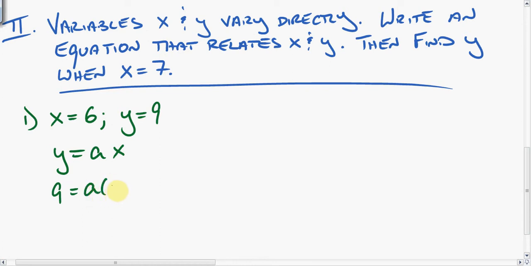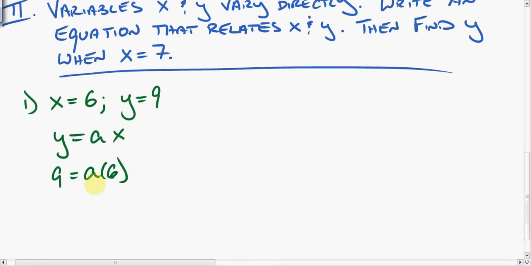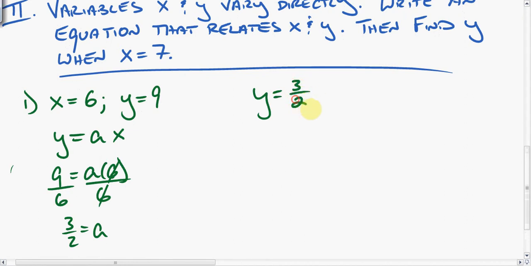So I've got 9 equals a times 6. I'm going to want to solve for a, so I'm going to divide both sides by 6. These a's cancel. And I can see a equals 3/2. Once I know the value of a, I'm going to go back to my direct variation equation, and I'm going to plug that value back in for a. And I will now have a direct variation equation. y equals 3/2 x.